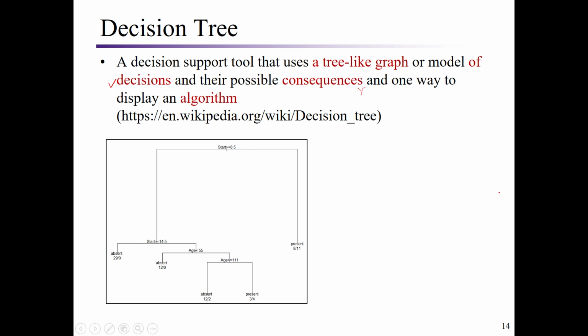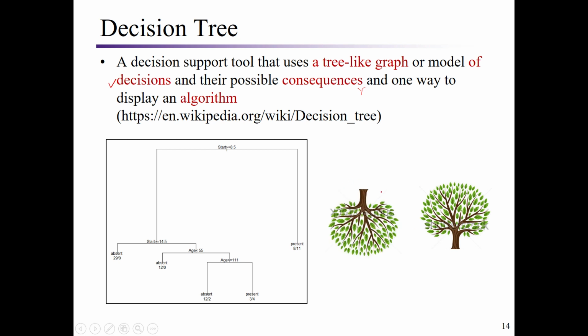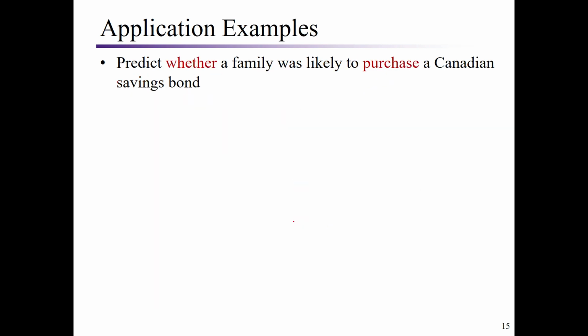And you may wonder why it is called a tree. Usually this is a tree, but if you make it upside down, it might look like this. And this is just like this one, similar to this tree. So there is a root, and then it splits in a certain way, like this. Let's take a look at some examples in the textbook.